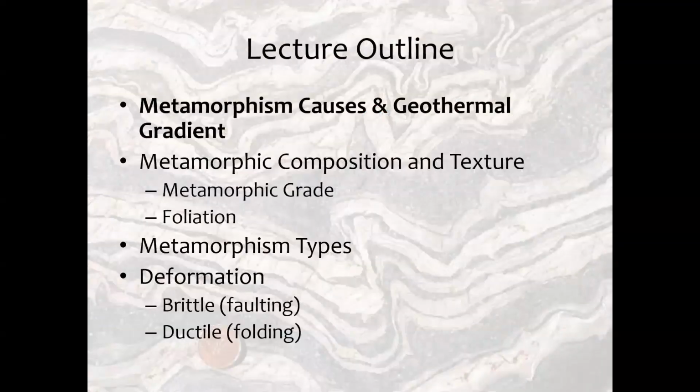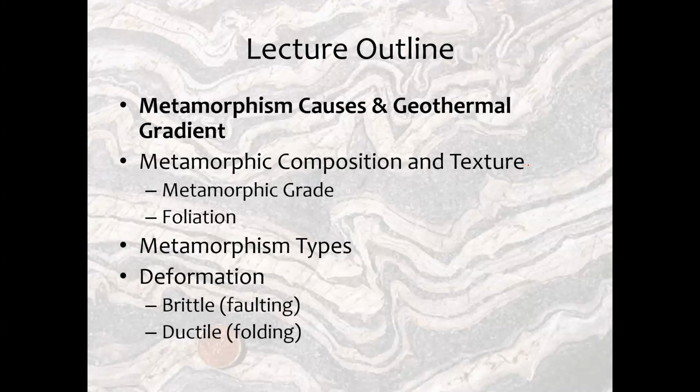So our sub-lectures for this topic: first we will get into the causes of metamorphism, and this concept of the geothermal gradient, which describes the rate at which temperature changes as you go down inside Earth. So as you go deeper, it gets hotter. And we can measure the rate at which it gets hotter, and we can then describe why it is that Earth is hotter when you go deeper.